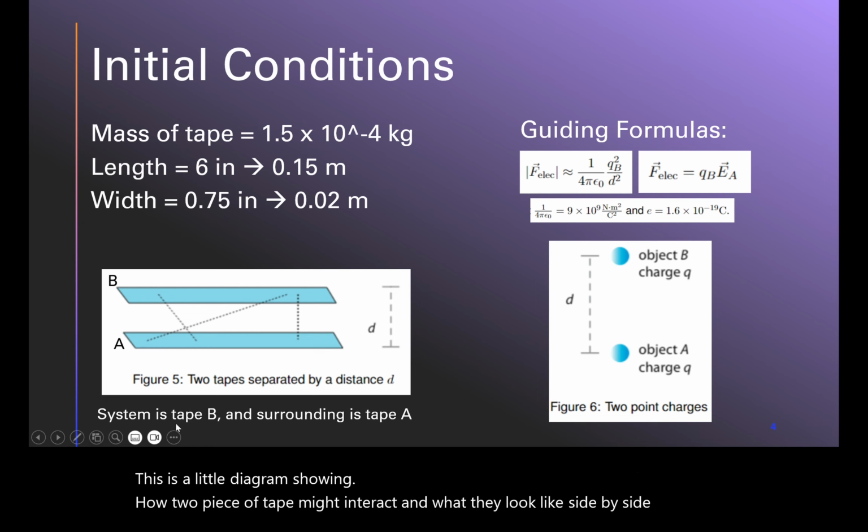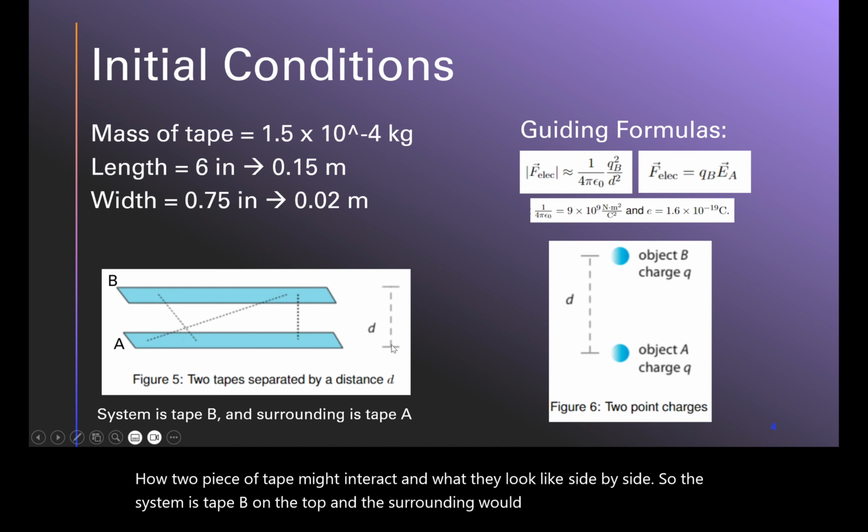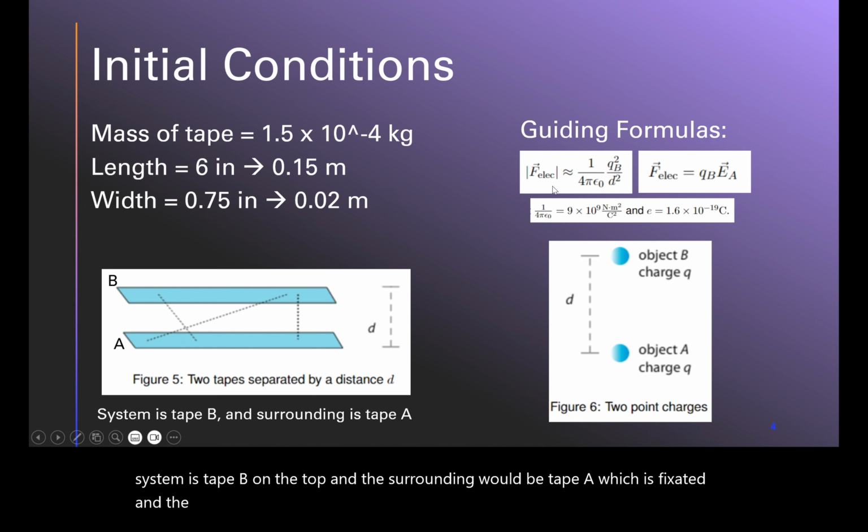This is a little diagram showing how two pieces of tape might interact and what they look like side by side. So the system is tape B on the top, and the surrounding would be tape A, which is fixated, and the guiding formulas are up here. So these are the force generated by electrons and the electric fields.